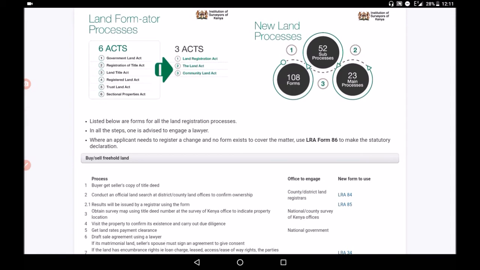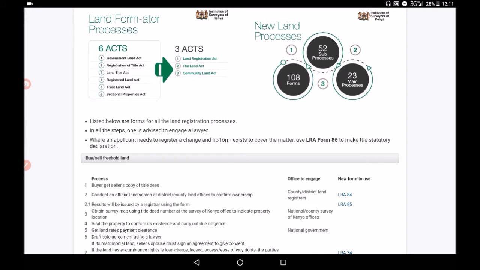Information about land. I find that most people need to know the process you follow when you want to register your land. You have bought a land and you need to transfer it to the new ownership. So what are the processes that you normally do? This information we are getting courtesy of the Institution of Surveyors of Kenya.